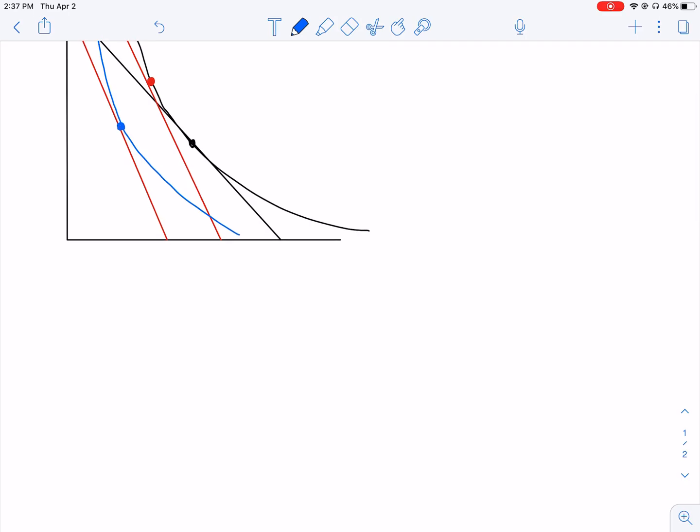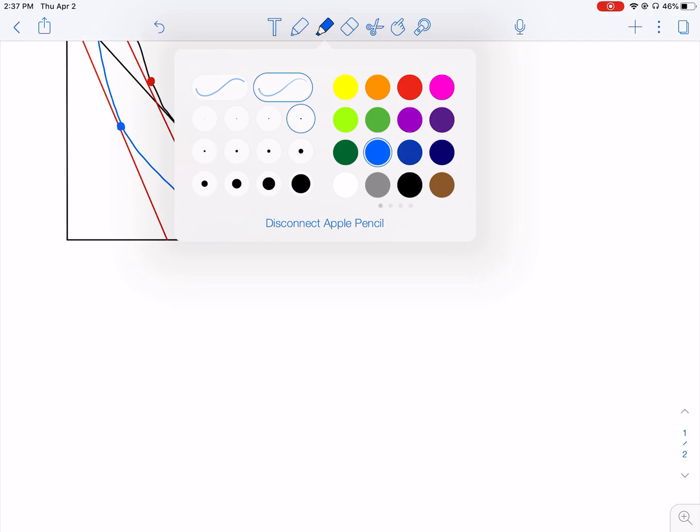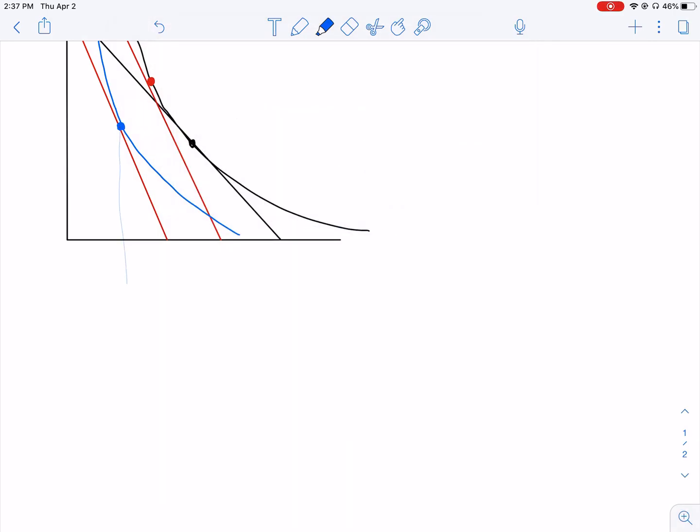Maybe I'll use a different color style. So this is the final consumption of X, and this is when we consider only the substitution effect, and the original consumption was somewhere here, right?